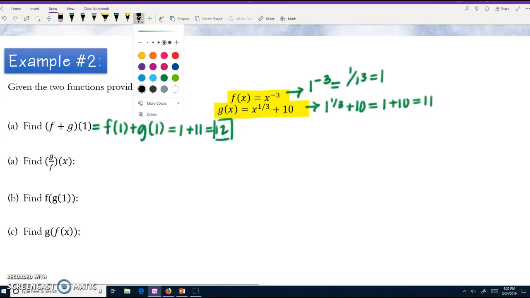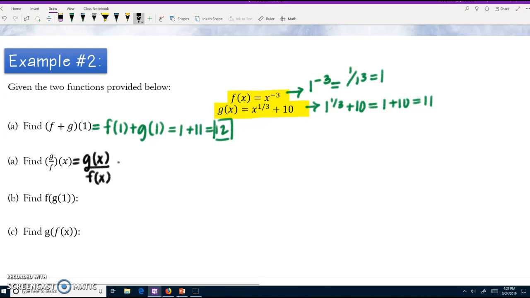Next up, we've got a division operation. This says find g over f of x, which is the same thing as saying take g of x and divide it by f of x. So in this case, what I want to do is write out my g of x, x to the 1/3 plus 10, and divide it by my f of x, which is x to the negative 3.